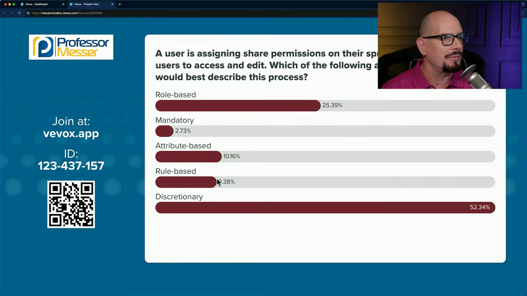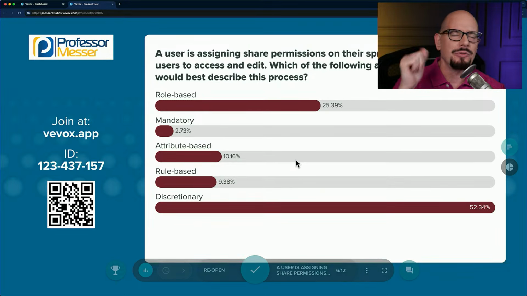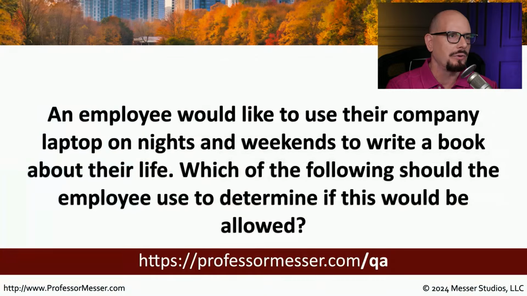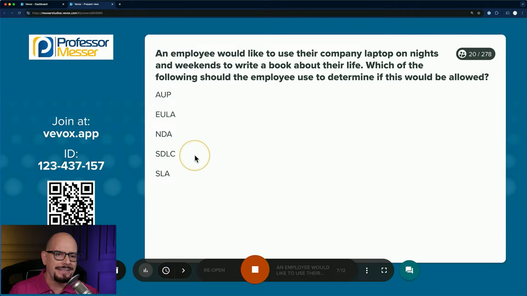We've got a little bit of time left before the top of the hour, so let's do another question, shall we? This next question is one you may have run into before. This is one that was taken from a comment. I don't know if I read this on Reddit or it was something in our chat room. This is a question that asks, an employee would like to use their company laptop on nights and weekends to write a book about their life. Which of the following should the employee use to determine if this should be allowed? Should it be an AUP, EULA, NDA, SDLC, or SLA?